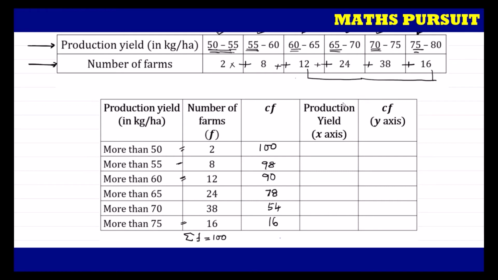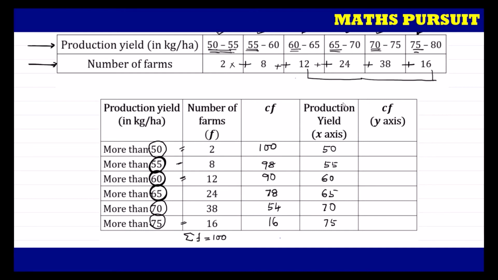So what are the coordinates that we are going to consider in our x-axis? We are going to consider these numbers: more than 50, that means 50, 55, 60, 65, then 70, then 75. So these figures are going to be a part of our x-axis, and this also relates to production yield. So I'm going to write these figures: 50, 55, 60, 65, 70, 75. Hope guys till here we are very clear.